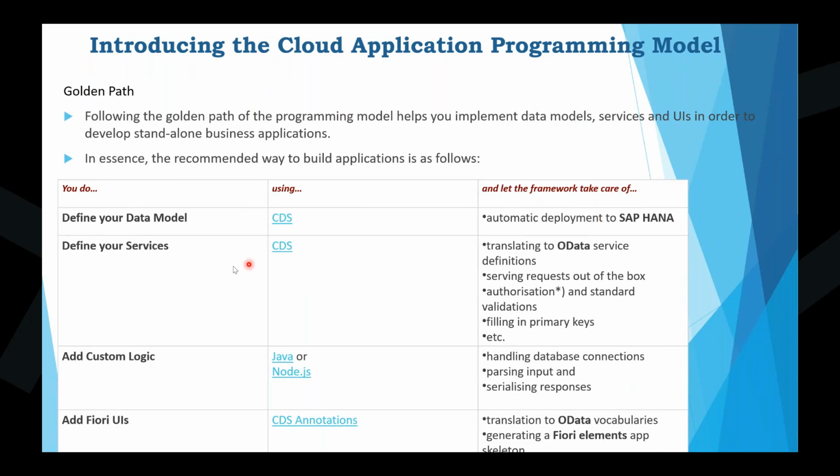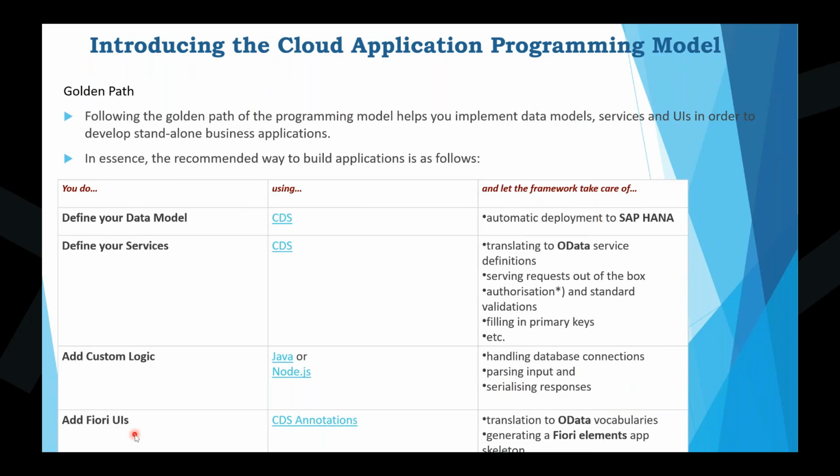Okay, you are defining your OData services. It will automatically connect to the OData services. There's no code you need to write. It creates service definitions and authorizations and fills the primary keys. Everything will be taken care of by itself. For adding custom logic, we'll be writing either Java or Node.js. Handling database connections, parsing input and serializing responses, everything will be taken care of by the CAP framework. There's nothing you need to write code for.